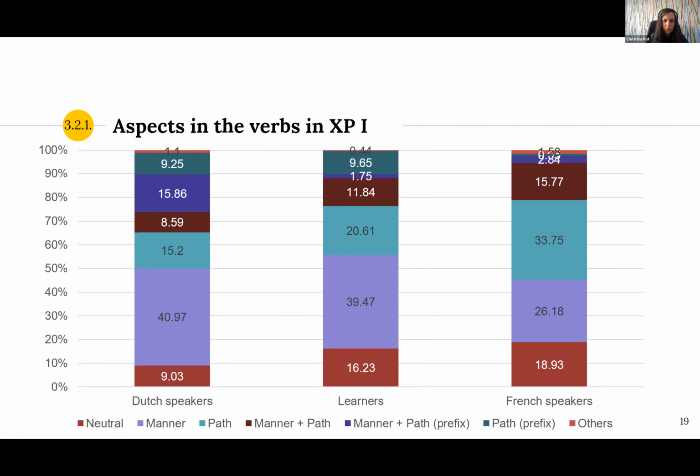The other thing that is important here is that Dutch speakers use verbs in which manner is encoded and path in the prefix. I will show you examples right now. Whereas learners of Dutch, actually, don't use this phenomenon. So that seems to be quite complicated to them. But then we can see that they also use verbs in which both path and manner are expressed in all the groups, and more in French than in Dutch.